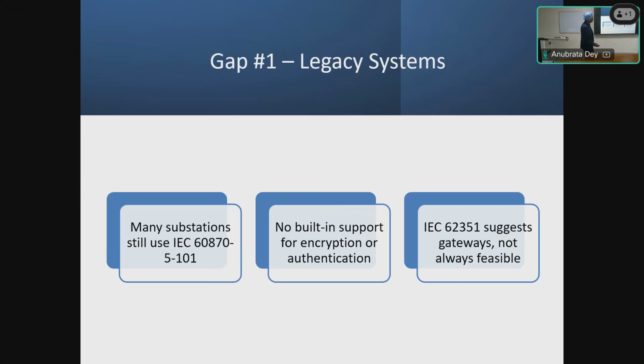To talk about the gap. Gap number one, as we all know, is the legacy systems. Okay, so many substations are still using 60870-5. There's no built-in support for encryption and authentication. IEC 62351 suggests gateways, which is not always feasible. So legacy systems are a problem for applying this particular standard, right?